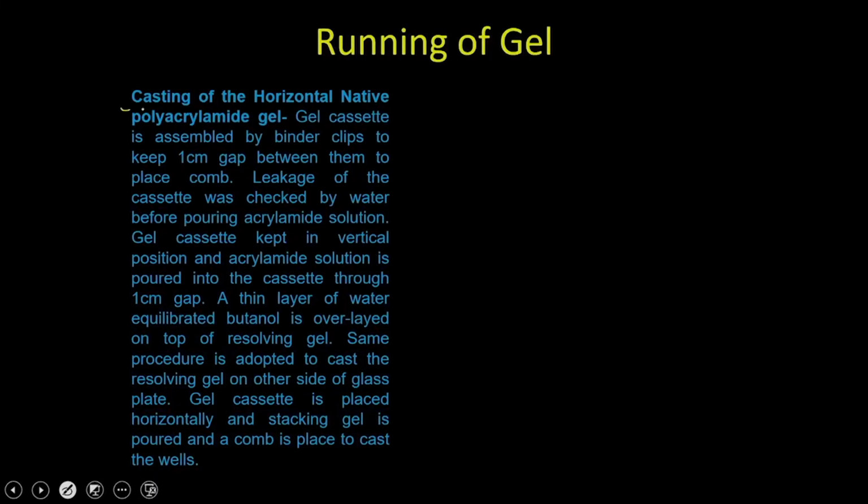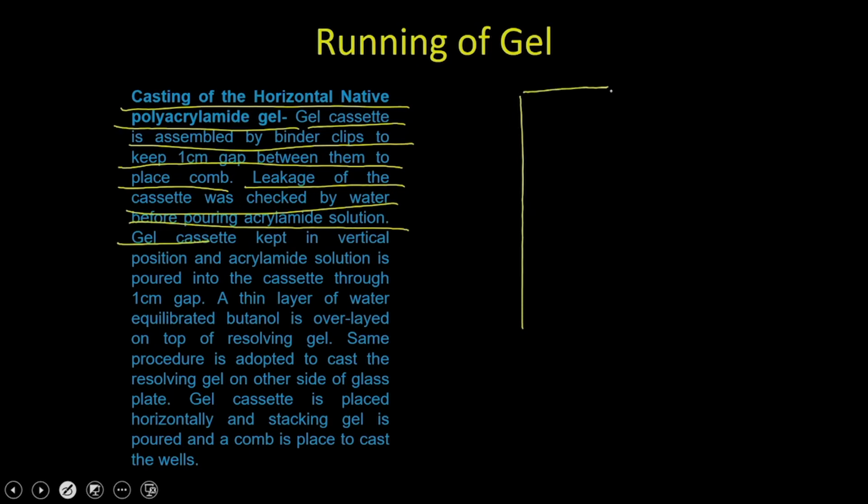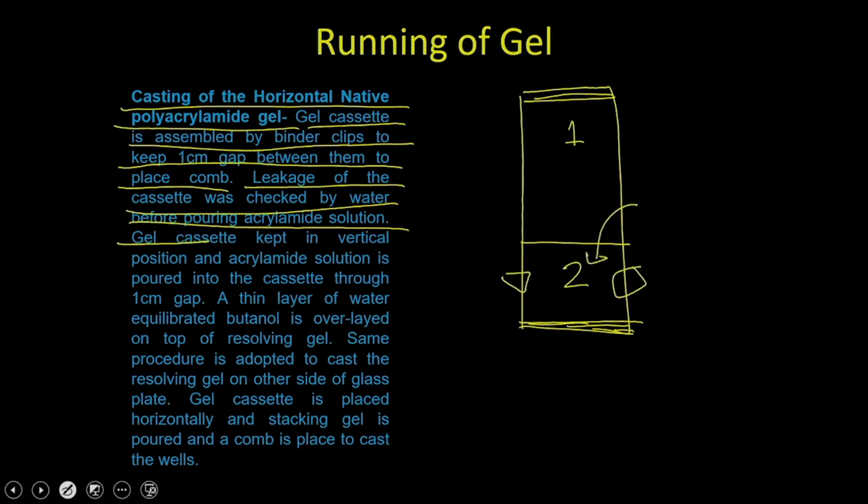Casting of the horizontal native acrylamide gels: the gel cassette is assembled with binder clips to keep a 1 centimeter gap to place the combs. The leakage of the cassette is checked with water before pouring the acrylamide solutions. So, you have a main plate with the foam at the bottom and the top. This is plate number 1. First you put plate number 2, put the clips on both sides, and then you pour the liquid.